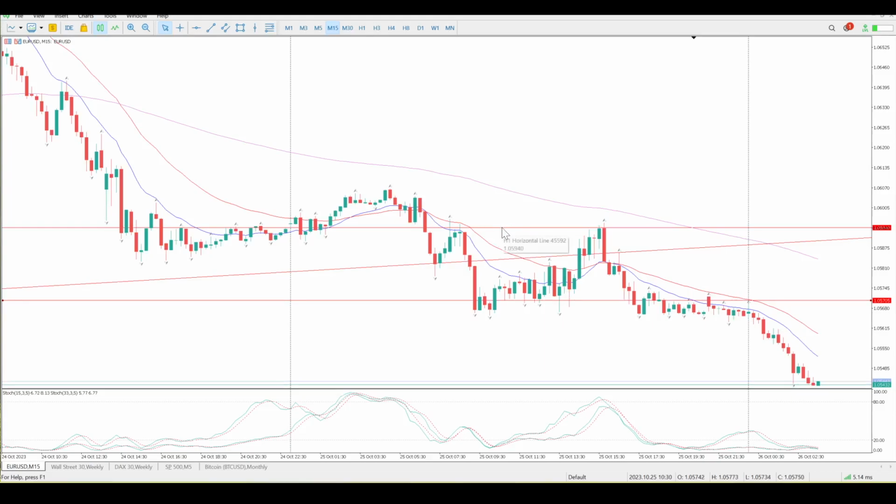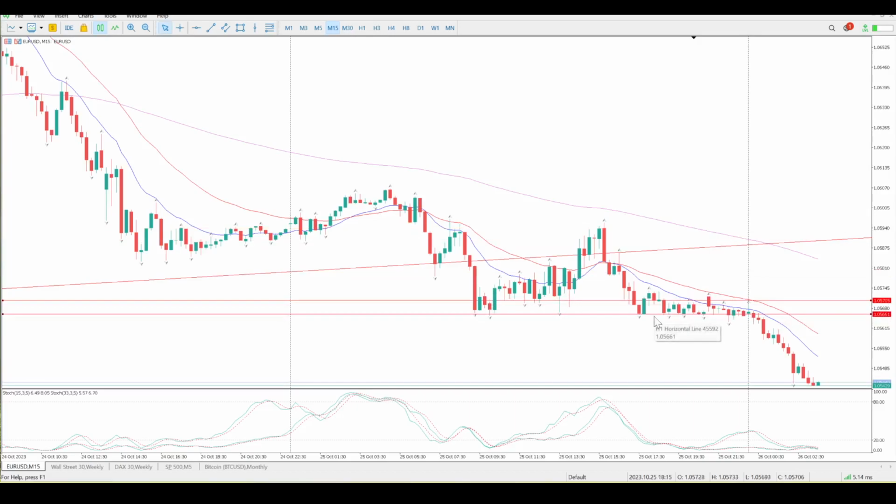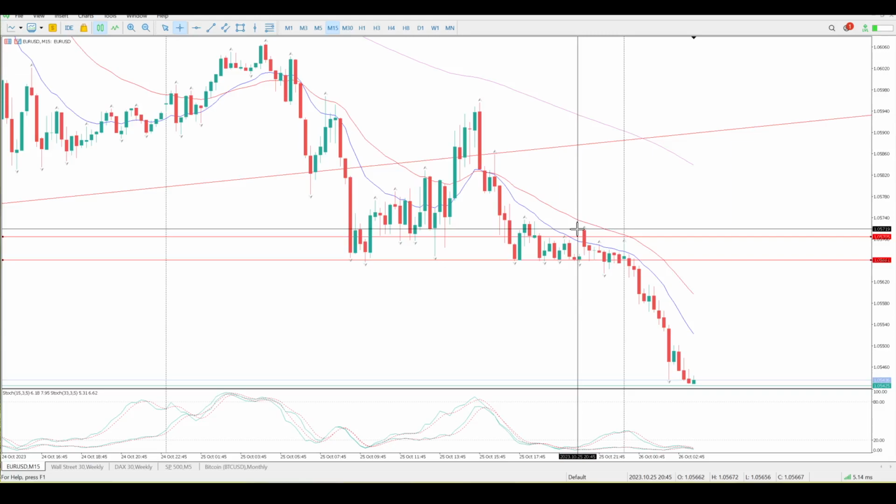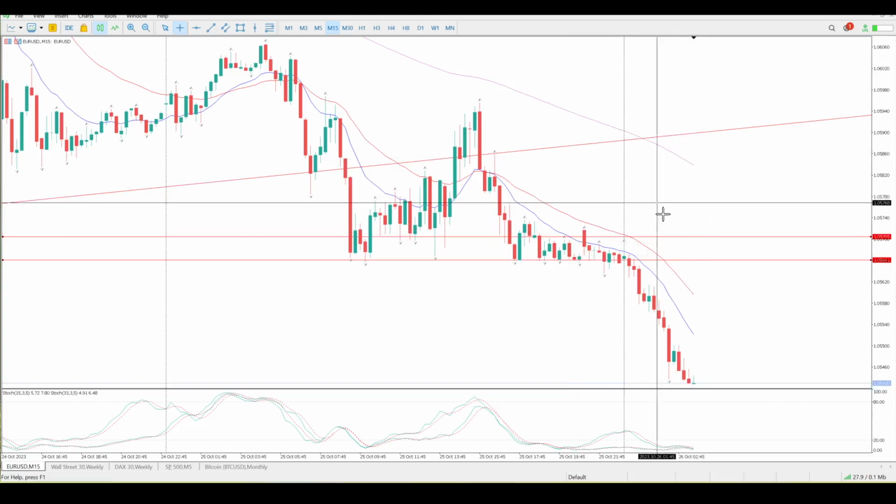So with all that noise in your mind, I'm going to pick up the lows of yesterday. This is what you'd be wanting to see: a rejection of 105,661. We reject that area, you're looking to be short. Your stop is going to be above this zone here, and that is 105,720. So stop would be above 105,720. So this is looking like dollar strength.